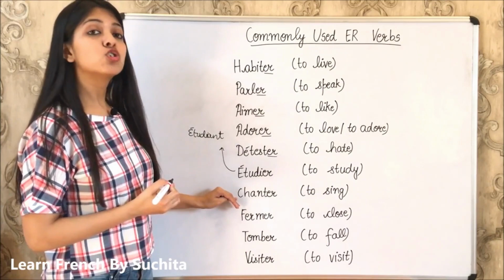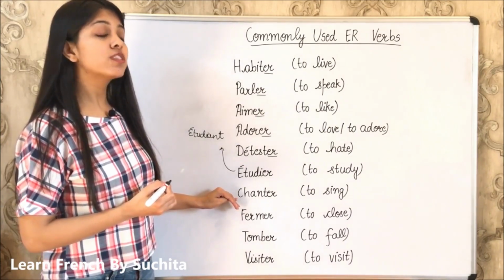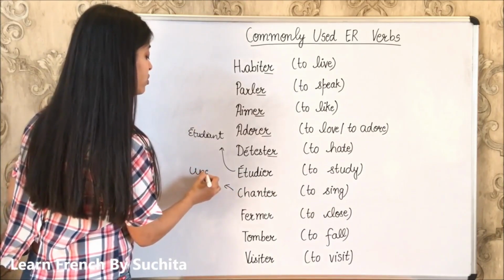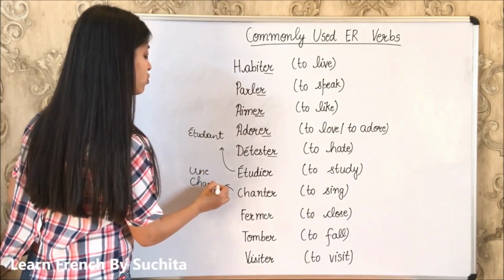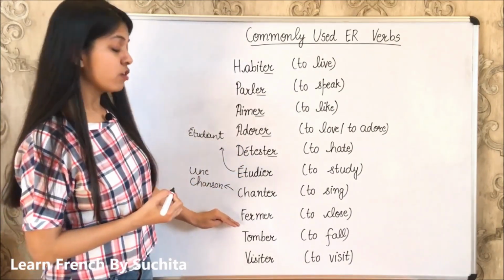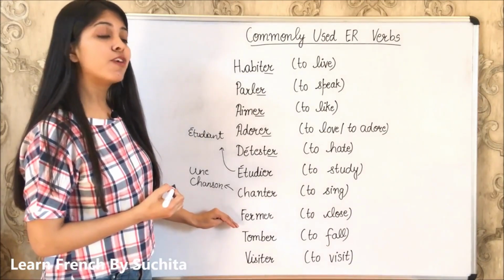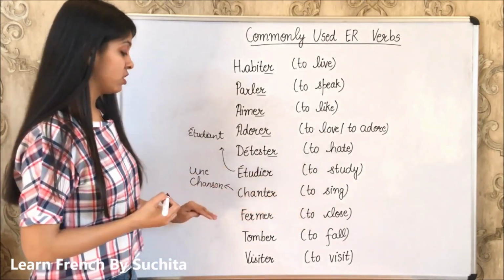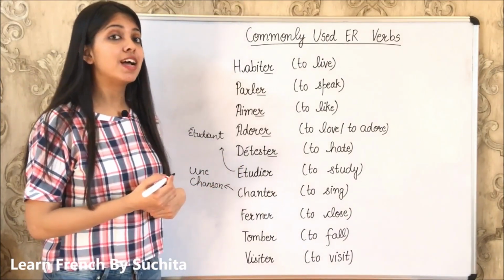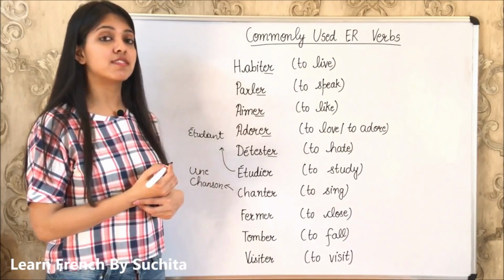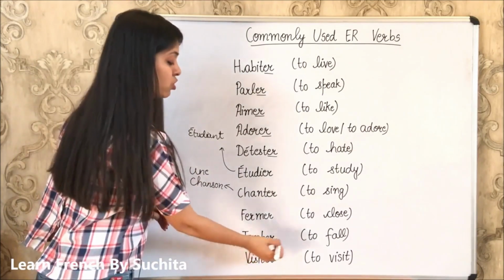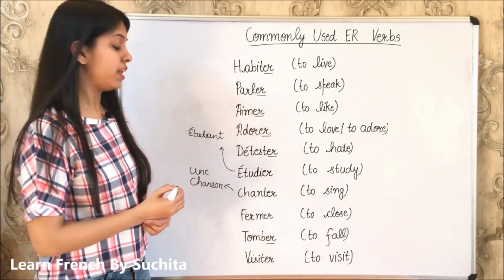Next verb is chanter. The verb is chanter, which means to sing. From here we have this noun une chanson, which means a song. Next, fermer. The verb is fermer, which means to close. So if I want to say someone that please close the door, what will I say? I'll say fermez la porte, s'il vous plaît. The next is tomber. Tomber, which means to fall.